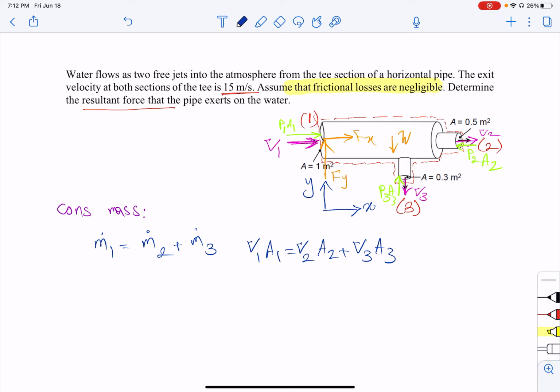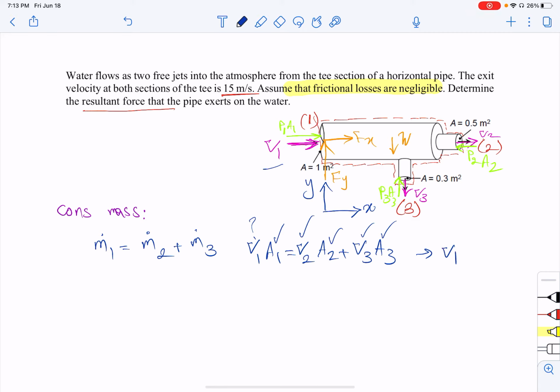What do we know? We know A1, we don't know V1. We know A2, we know A3, we know V3, and we know V2. So we can solve it for V1, and then V1 is going to be 12 meters per second, right?